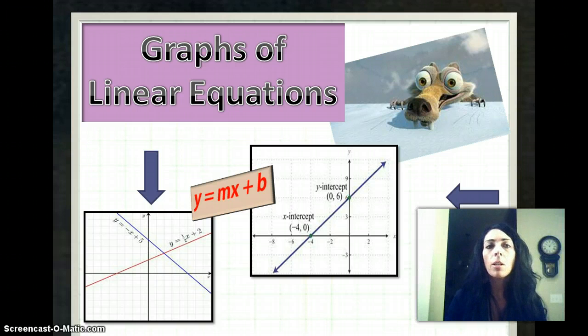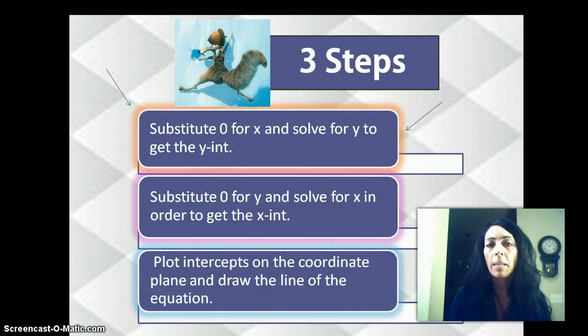So today we're going to learn how to find the x and y intercepts from linear equations, and then we're going to plot them on our xy coordinate plane. There's three important steps that you need to follow when doing this, and here's each of them.